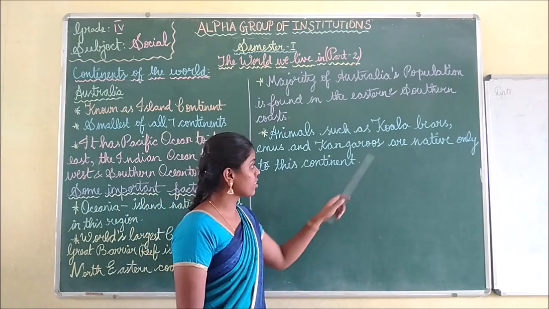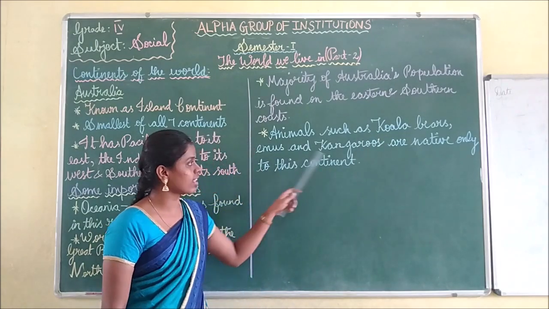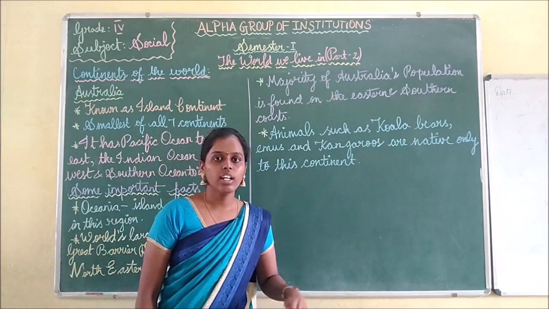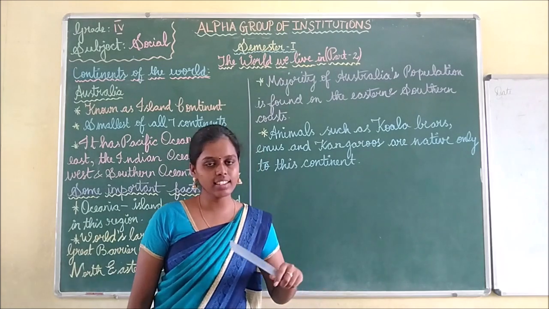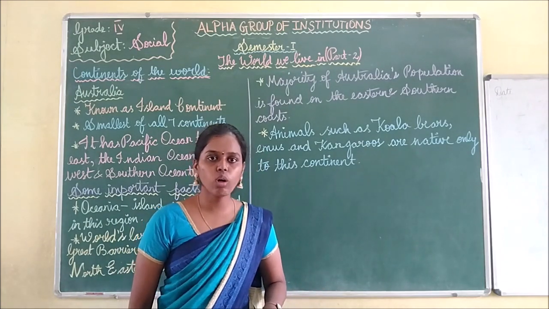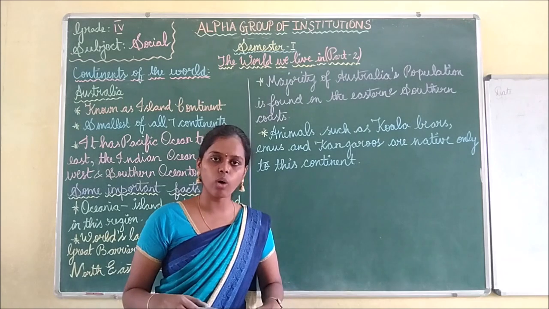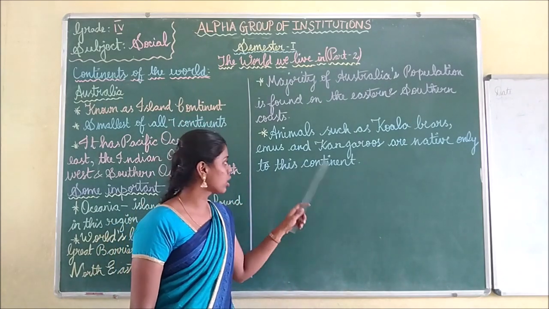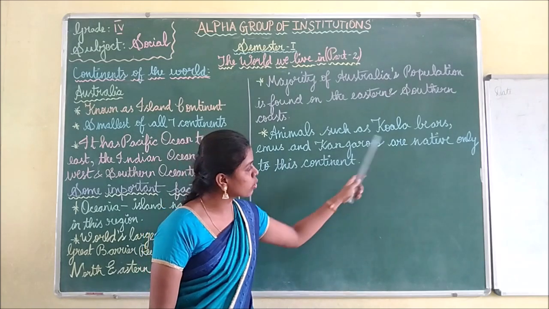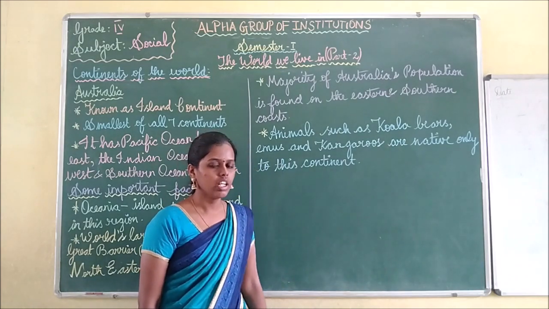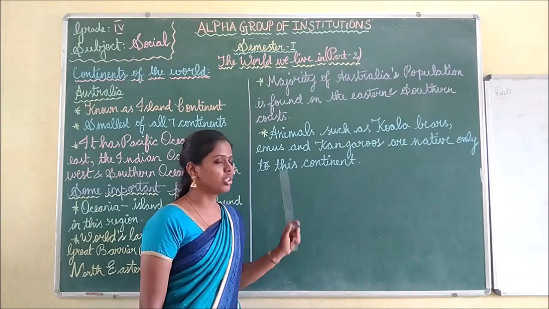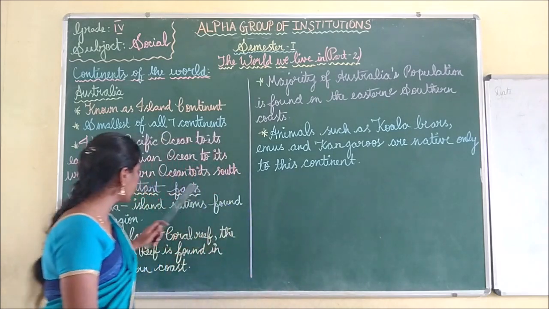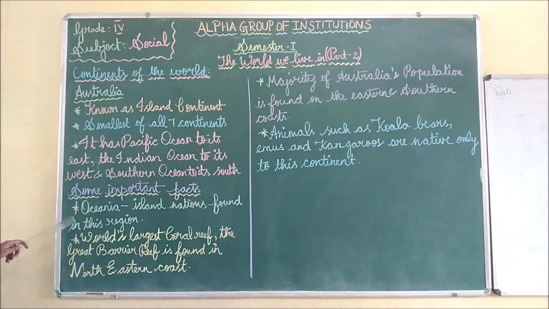So, animals such as polar bears, emus and kangaroos can live only in this continent because the weather condition will be according to that. Okay, in this weather condition only emus, kangaroos and polar bears can live. So, it is native to this continent. Okay, these are all the points of Australia.